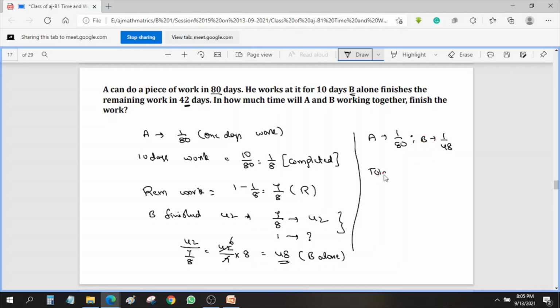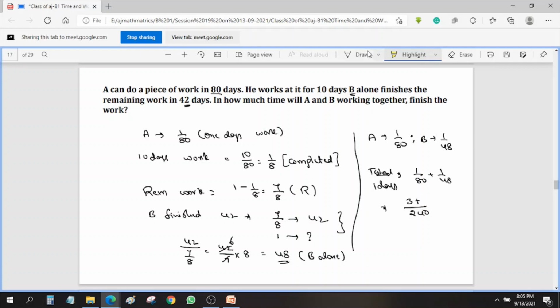Now the total number of days: A and B working together, which is 1 by 80 plus 1 by 48. This is 1 day's work of A and B. The LCM is 240. 240 divided by 80 is 3, and 240 divided by 48 is 5.